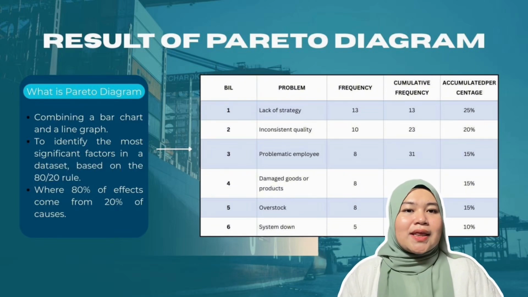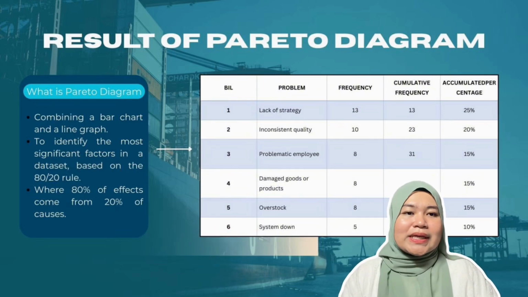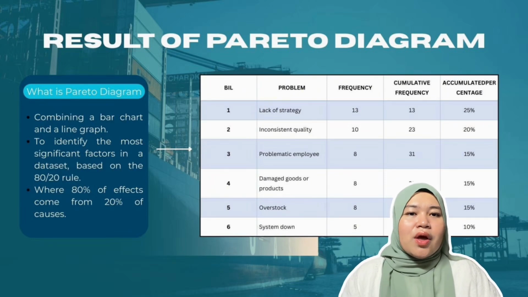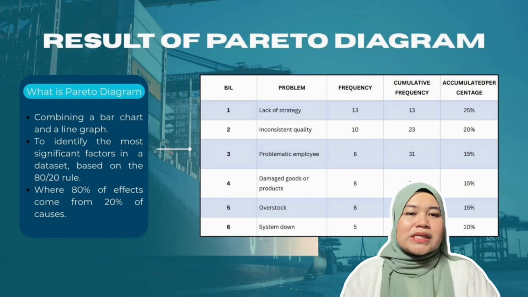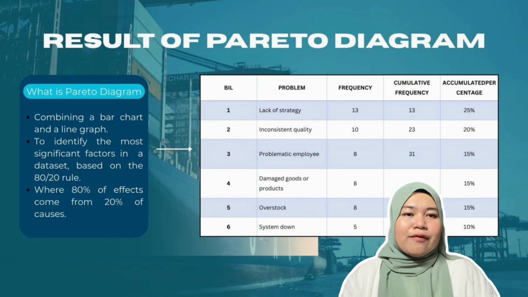So we can see that there are 6 problems in the company Saleh Food Industry, namely lack of strategy, where the frequency is 13 people and the cumulative frequency is 13, as much as 25%. The second is inconsistent quality, where there are 10 times, equal to 23 and as much as 20%. Next is problematic employees, who amount to 8 people and the cumulative is 31 and as much as 50%.